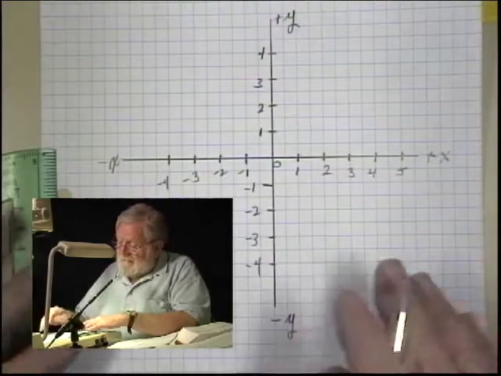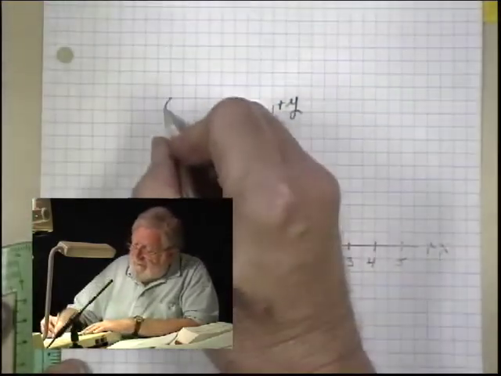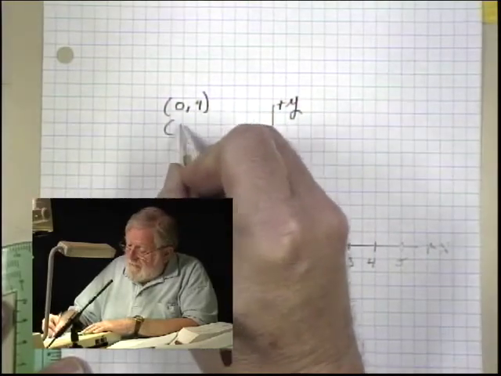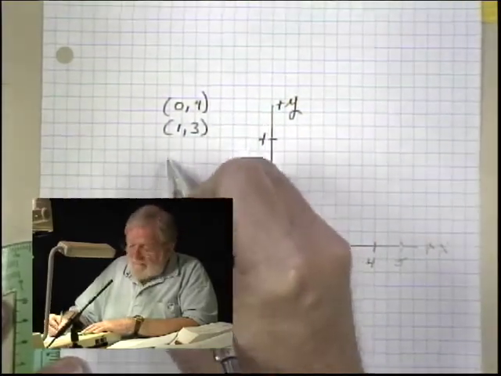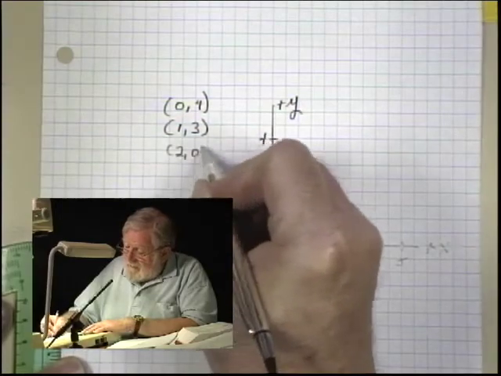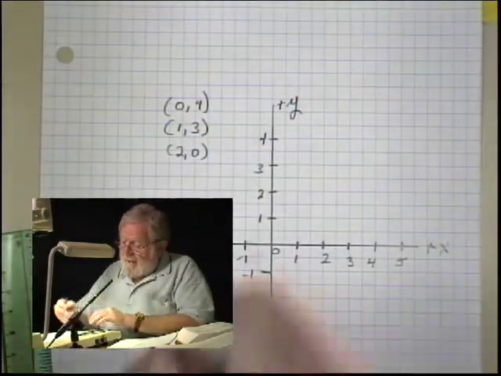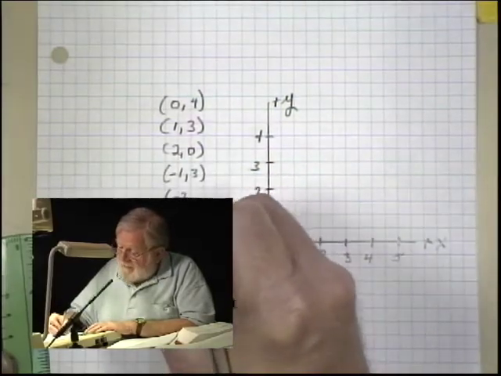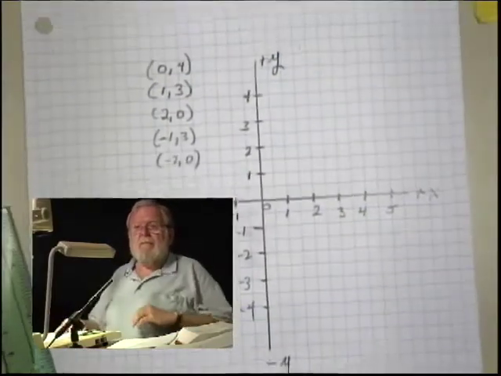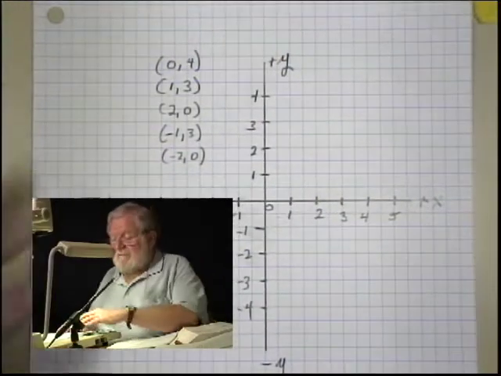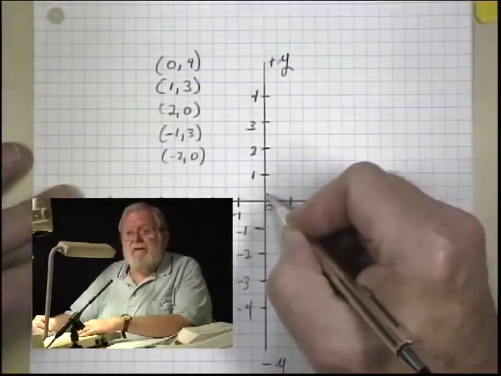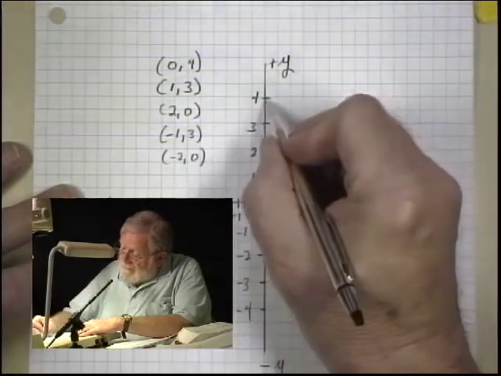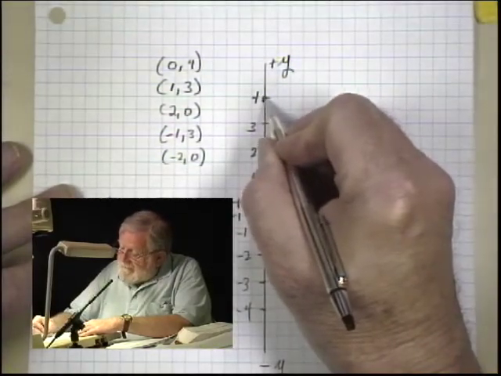Our ordered pairs were 0, 4, 1, 3, 2, 0, minus 1, 3, and a minus 2, 0. So we're going to plot these. X is 0 is right here. Y is 4 is up here. That's our first point.